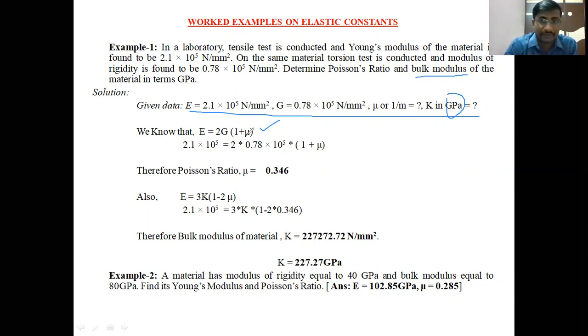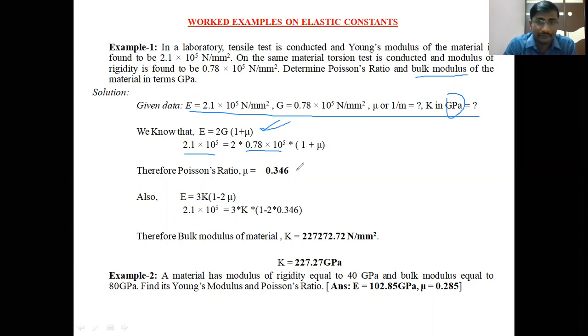That is the relation among three elastic constants. These are the three equations you have to remember. So in this problem, E equal to 2G into (1 plus mu) is the relation among E and G we are using. E value is given 2.1 into 10 to the power of 5, and the G value is also given, 2 into 0.78 into 10 to the power of 5 is the G value, into 1 plus mu.